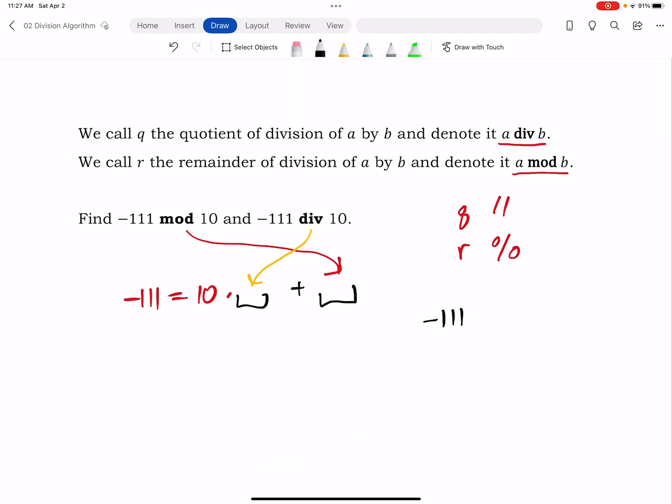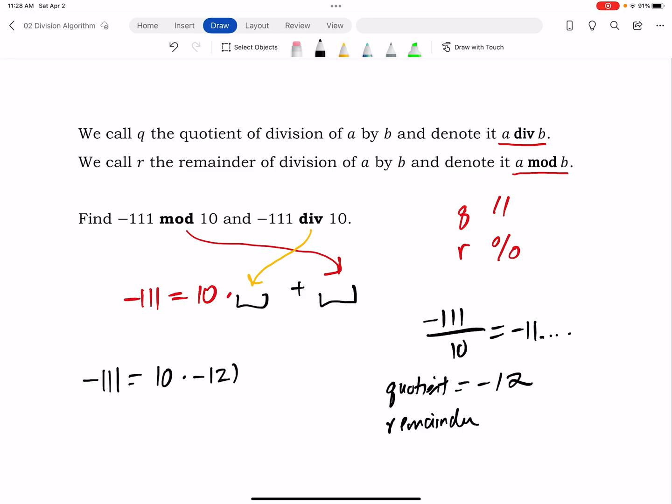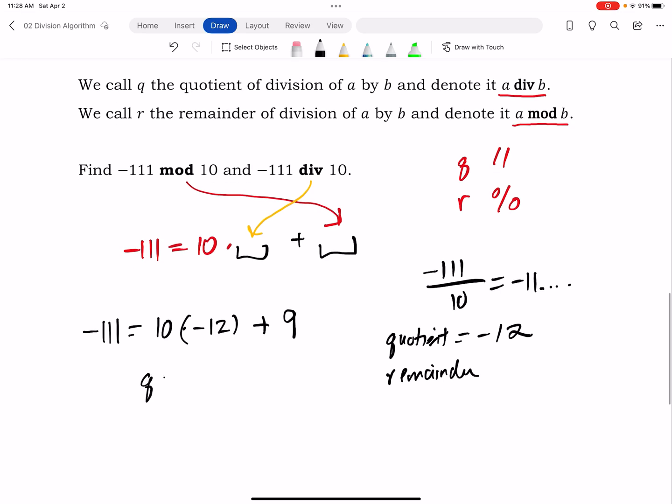So in my calculator, I'm going to put negative 111 divided by 10. It gives me negative 11 point something. So I'm going to use my quotient q, because this is a negative, as one more than that in magnitude, negative 12. And then I'm going to find my remainder. So negative 111 is 10 times negative 12 plus something. 10 times negative 12 makes negative 120. I have to add 9 to that to get to negative 111. So my quotient q is negative 12, and my remainder r is 9. This is negative 111 div 10, and this is negative 111 mod 10.